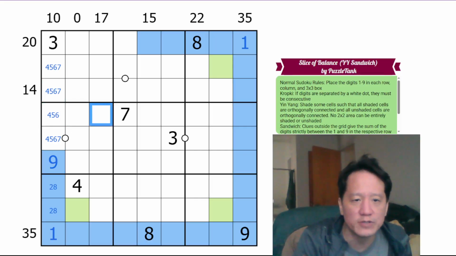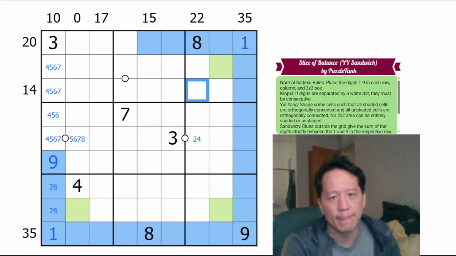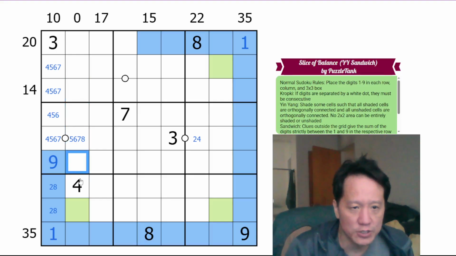This can't be 7 because of 7 in the row. 4, 5, 6, 7 can be next to 3 through 8, but we can't have 3 or 4 here because of 3 in the row and 4 in the column. So this is 5, 6, 7, 8. 3 can be consecutive with 2 or 4. Here we have to have 1 and 9 next to each other.